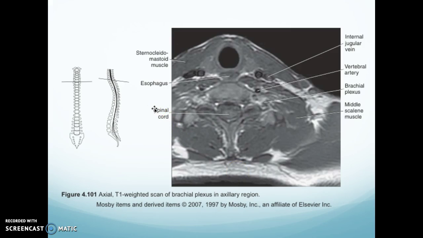Here is an MRI. It's a PD, so it's kind of confusing. It says T1, but it's pretty heavily weighted. So here's your trachea. This is your esophagus. Remember how I said it's collapsed muscle? And here's your body. So this is your spinal cord here. Internal jugular is there. Your vertebral artery is there. Brachial plexus is coming out here, and here's your middle scalene muscle.